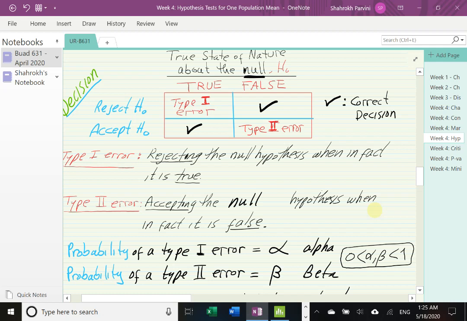The probability of a type 2 error is going to be beta. So again, alpha and beta are probabilities. Being probabilities, they're each between 0 and 1.